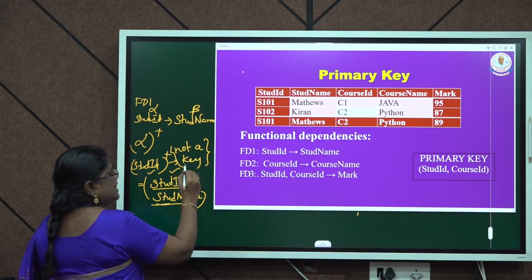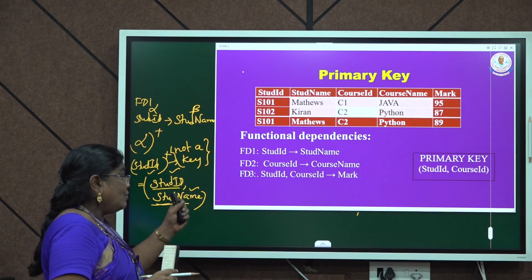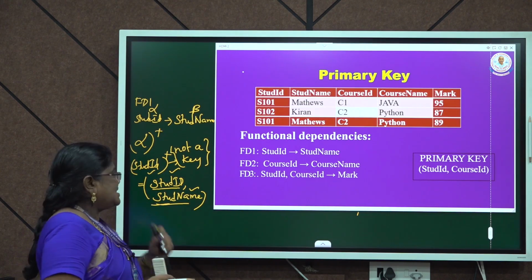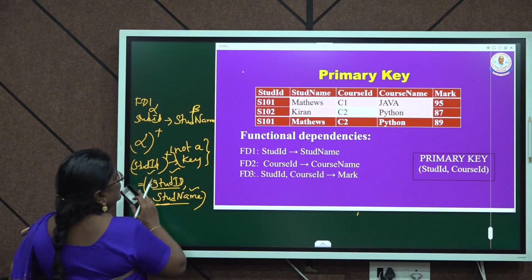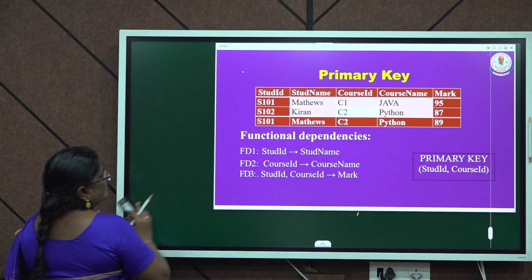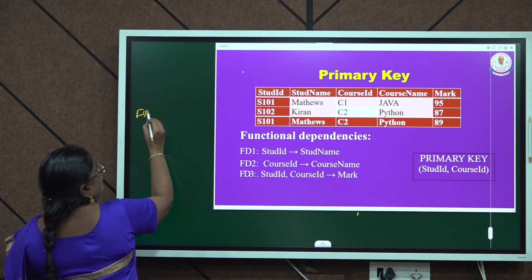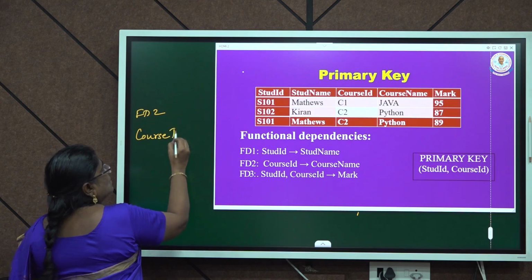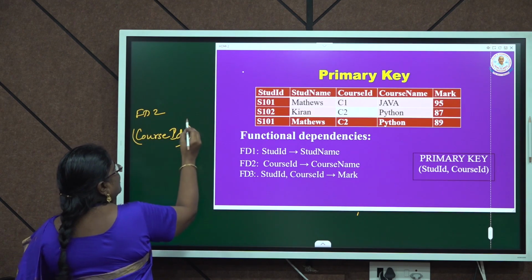Hence, stud ID is not a key. Initially, we started with checking for key. I am concluding now that stud ID is not a key. The same way, we can proceed with the next, FD1. Please wait. The next is FD2, course ID. As I mentioned already, course ID closure we are going to take.